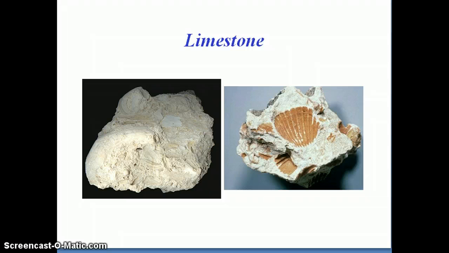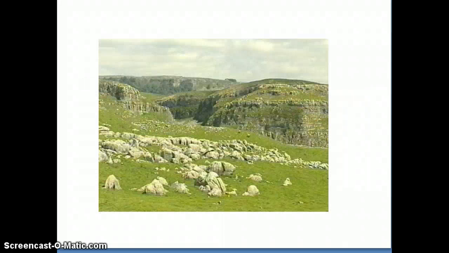The most common sedimentary rock is limestone, and limestone is made from bone and shell and laid down in a water environment, often oceanic environment, and then these layers are uplifted. So Florida is predominantly all limestone. Many places in England are limestone.